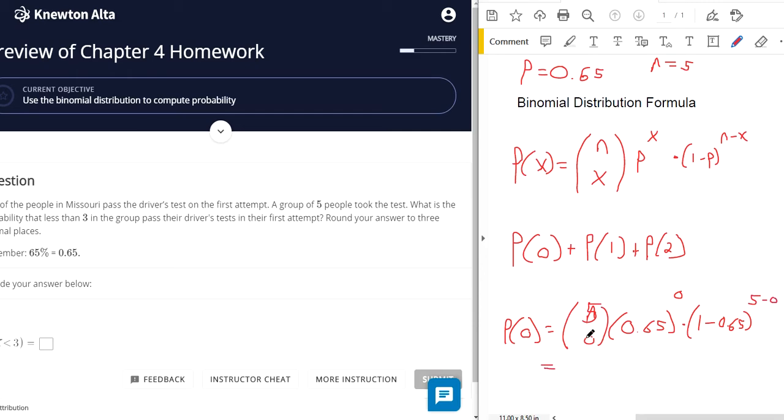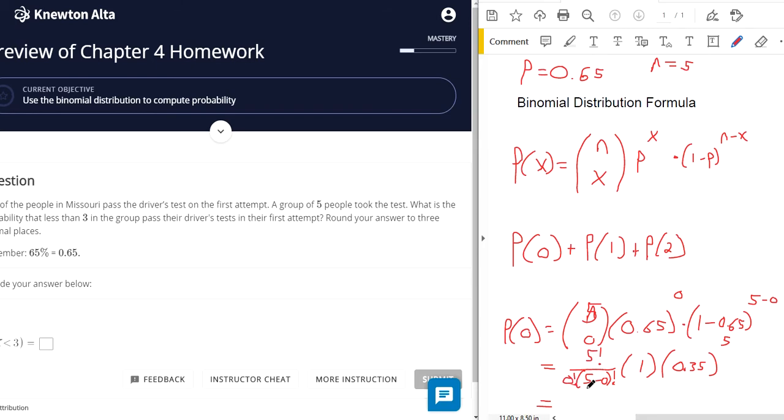What this notation with the parentheses means is you use the combination formula. So you got 5 factorial over 0 factorial times 5 minus 0 factorial here. And then 0.65, anything to the 0 power is just 1. And then 1 minus 0.65 means 0.35, to the 5 minus 0, which makes 5. When you compute this, 0 factorial means 1. That's the definition, that 0 factorial equals 1.